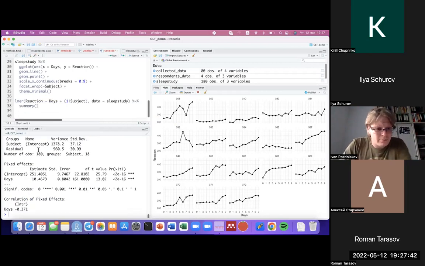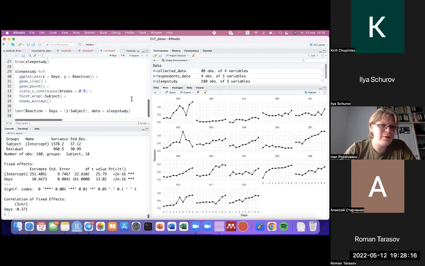So yeah, again, we are not interested here in intercept. We are interested here in days. So each day increases reaction time by 10 milliseconds in general. And we can see that the t value is very high, and this factor is significant. But let's do also a more complicated model, and let's compare two models.